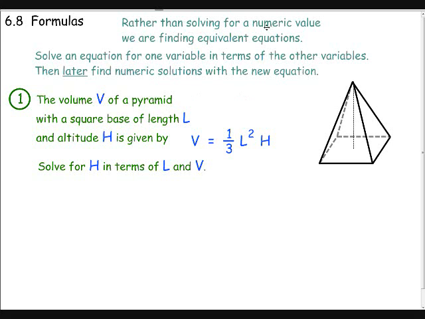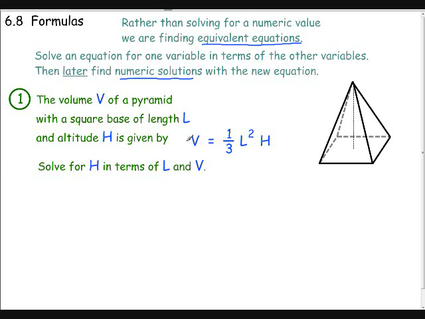Okay, we're not going to be solving for the numeric value. Here we're going to be finding an equivalent equation. Solve an equation for one variable in terms of the others. Later on, we can find the numeric solutions, so we will look for numeric values later. This is particularly helpful if you have several different numeric solutions that you have to do. It's easier if you've already solved for the variable that you're interested in.